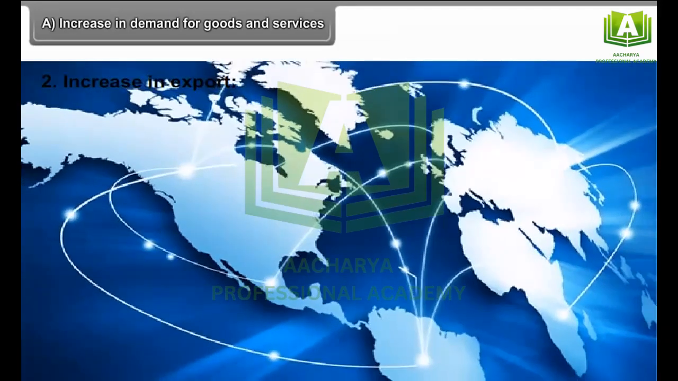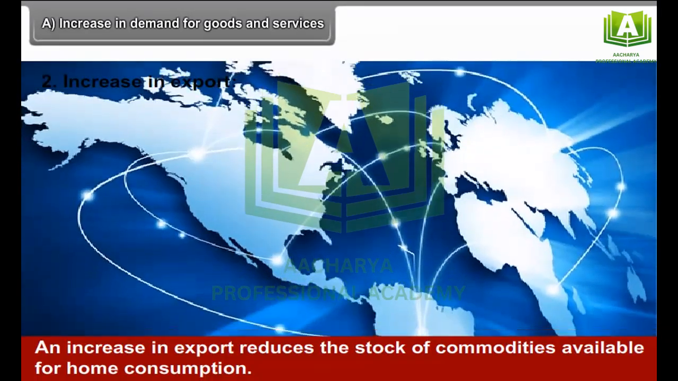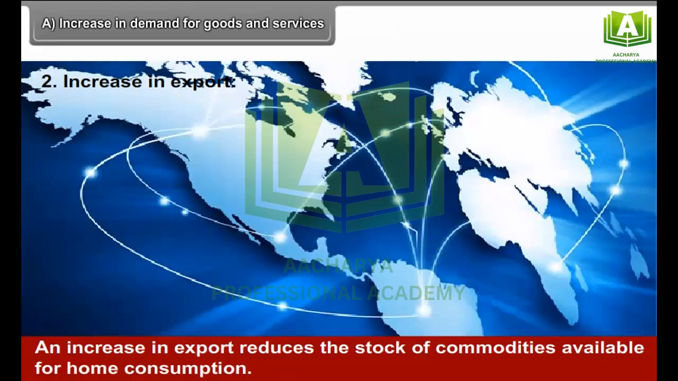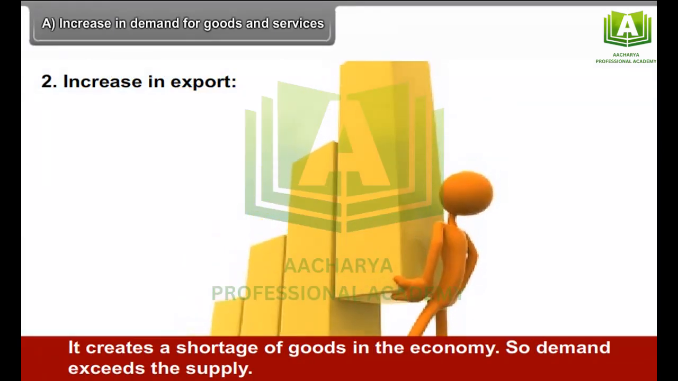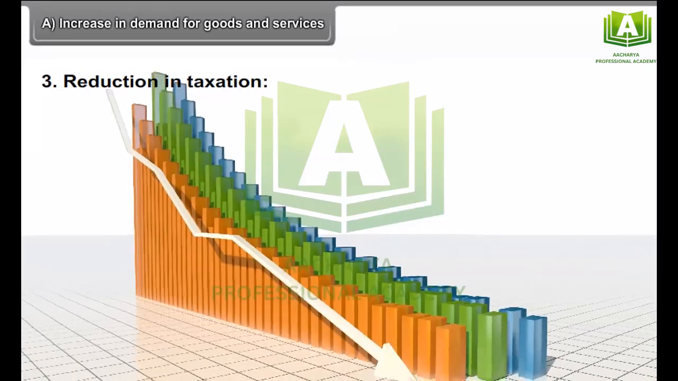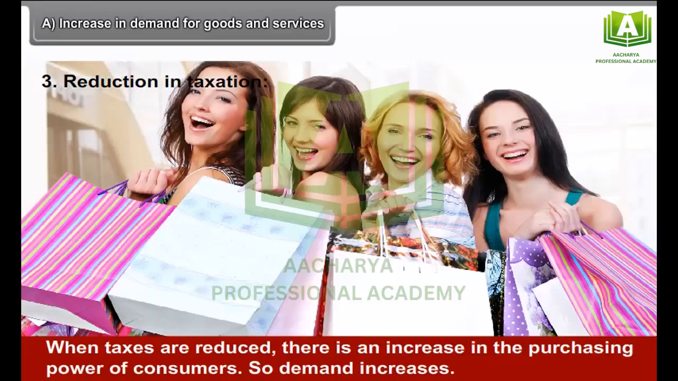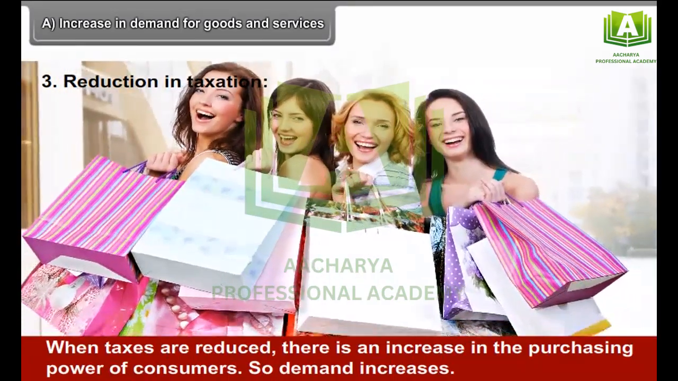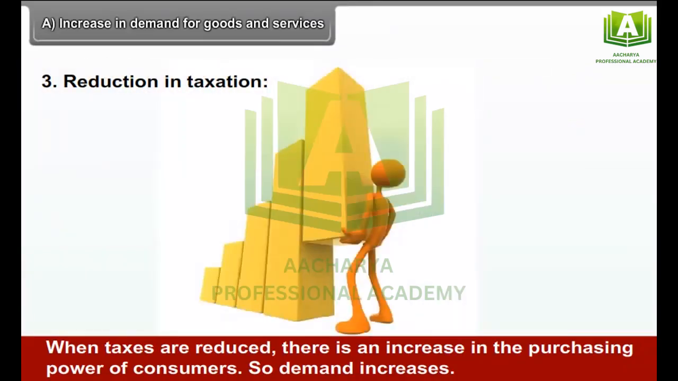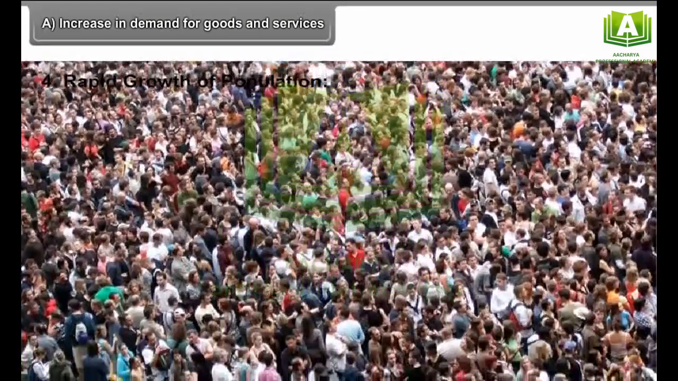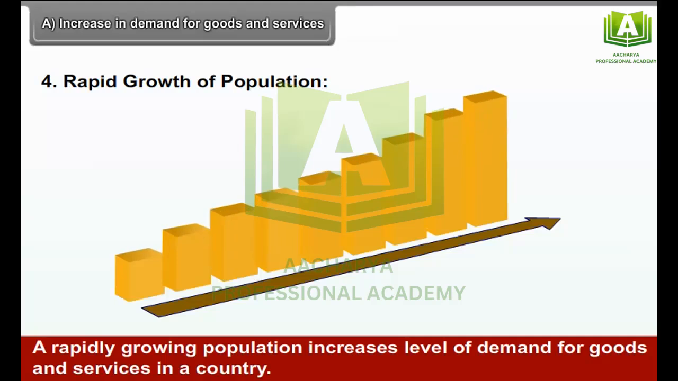2. Increase in export. An increase in export reduces the stock of commodities available for home consumption. It creates a shortage of goods in the economy, so demand exceeds the supply. 3. Reduction in taxation. When taxes are reduced, there is an increase in the purchasing power of consumers, so demand increases. 4. Rapid growth of population. A rapidly growing population increases the level of demand for goods and services in a country.